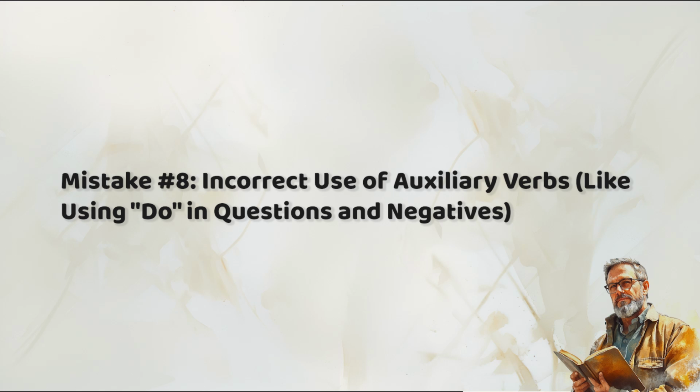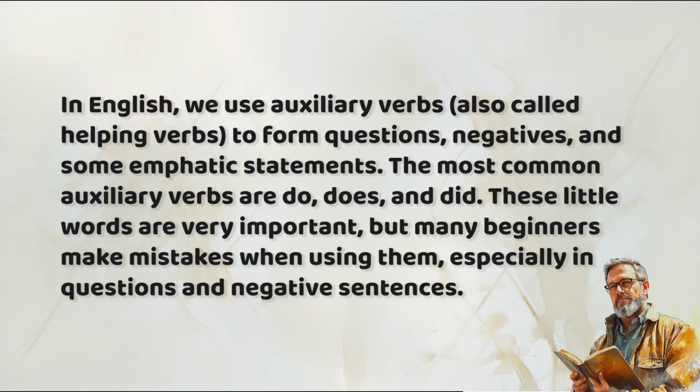Mistake number 8. Incorrect use of auxiliary verbs, like using do in questions and negatives. In English, we use auxiliary verbs, also called helping verbs, to form questions, negatives, and some emphatic statements. The most common auxiliary verbs are do, does, and did. These little words are very important, but many beginners make mistakes when using them, especially in questions and negative sentences.